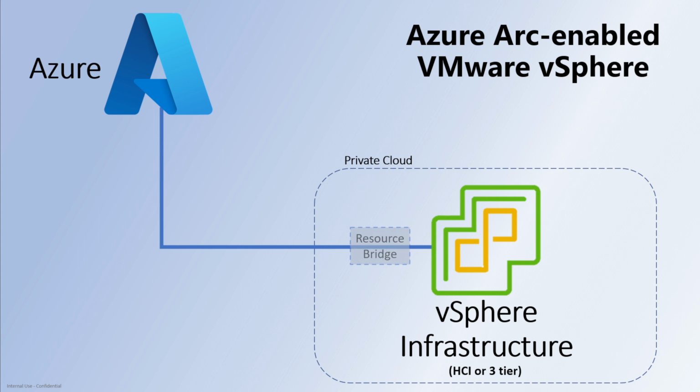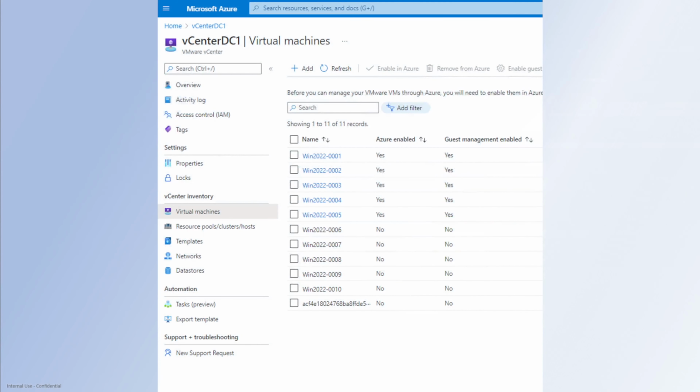To implement this, you would need to deploy a resource bridge, which is a virtual machine that will facilitate the communication between Azure and VMware's vCenter. Once that's deployed, and you've registered vCenter with Azure, you'll be able to see all the resources from the vSphere infrastructure projected into the Azure Management Portal. This includes virtual machines along with other resources that you can then selectively enable Azure to manage.